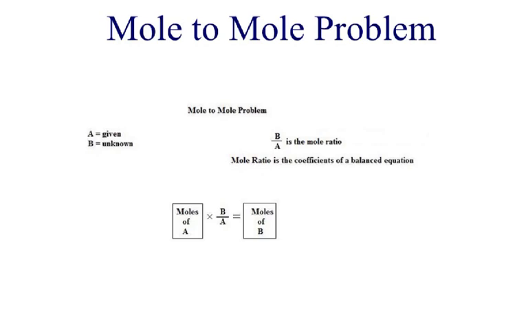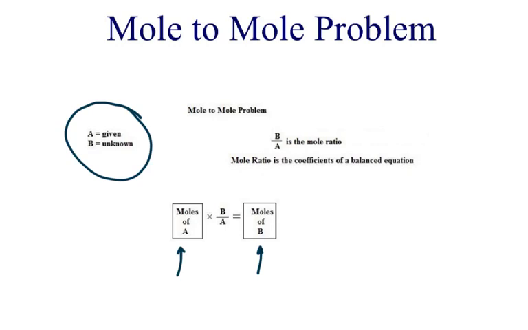I have a different way of teaching this. Whenever you read a question, what I recommend you do is label the given in the question, what is given to you, with the letter A. And then whatever they're asking you to solve for, or the unknown, label it with the letter B. Now, when you do this equation, you're going to be given the moles of A, and then you're going to multiply by B over A, and you're going to get the answer, which is moles of B, or the unknown.